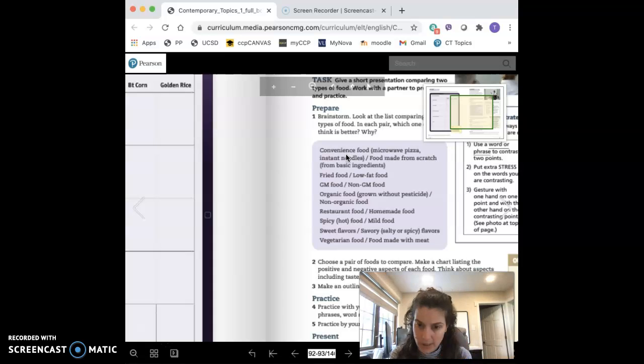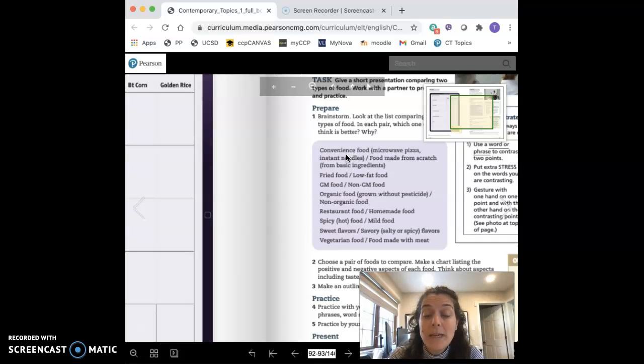After the welcome and the introduction, I will say, I'm going to talk about convenience food and food made from scratch. I'm going to talk about the pros and cons. For convenience food, we know that it is quick and easy to make, like microwave pizza. You can just put it in the microwave. So those are the pros. It's quick and easy. But some of the cons are that maybe it's not very nutritious and that it is unhealthy. On the other hand, food made from scratch takes a long time.